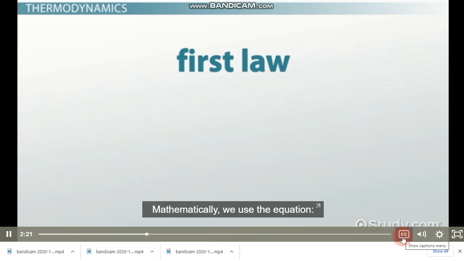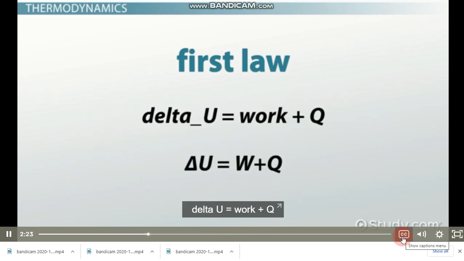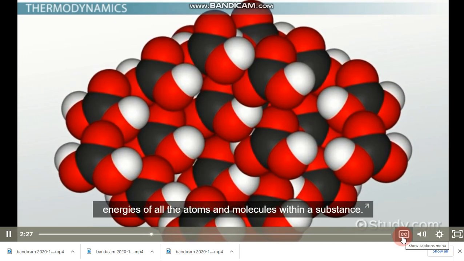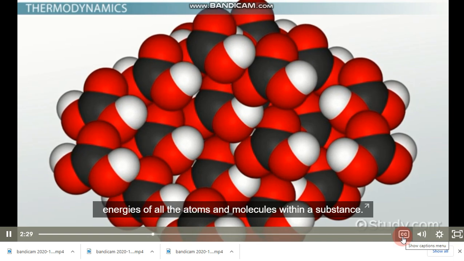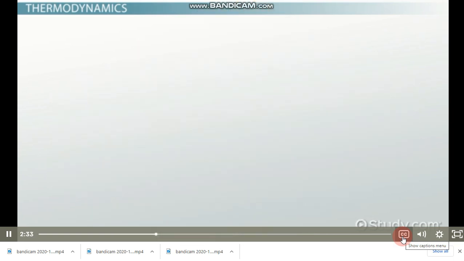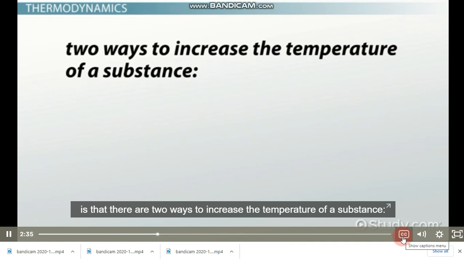Mathematically, we use the equation delta U equals work plus Q. Internal energy is the sum of the kinetic and potential energies of all the atoms and molecules within a substance. The significance of the first law of thermodynamics is that there are 2 ways to increase the temperature of a substance.